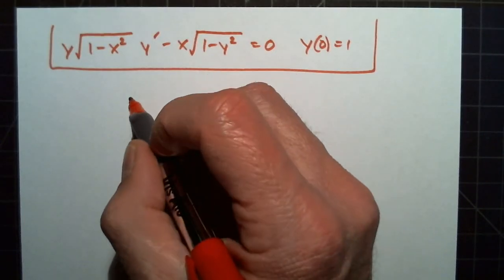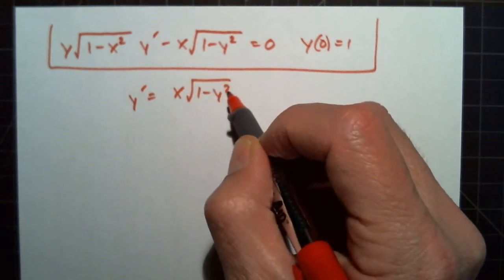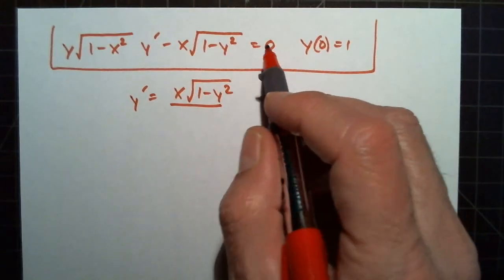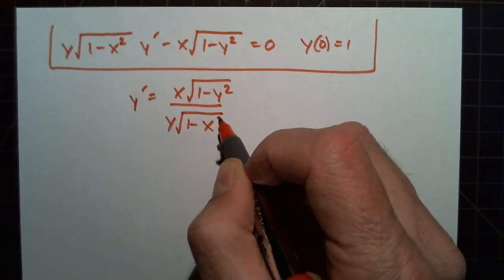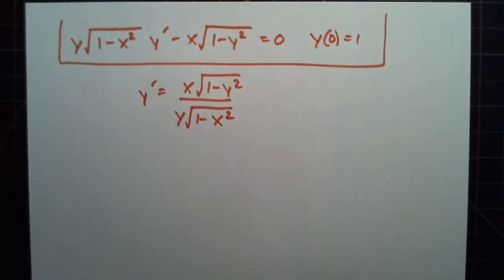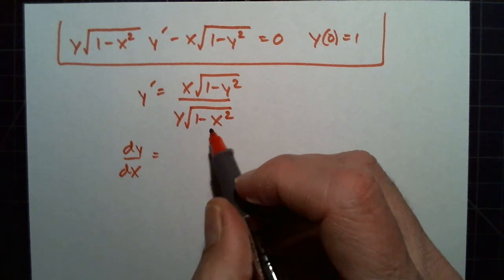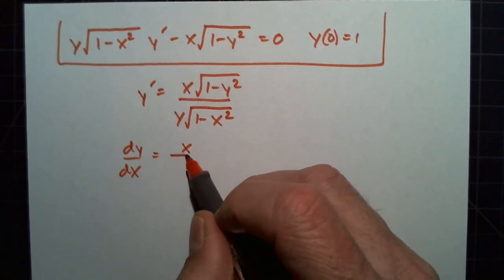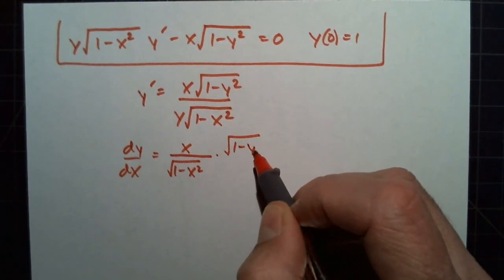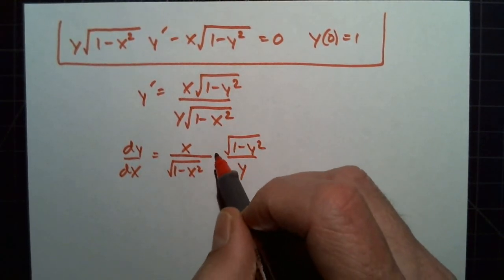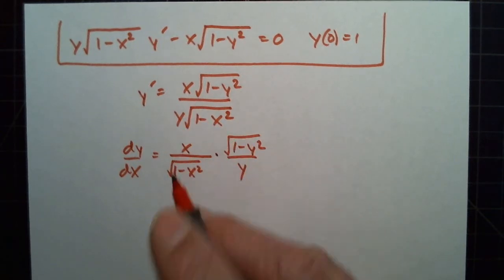So what if we write it as y prime equals x radical 1 minus y squared. I'm going to move that over and then divide by that. Then let's just rearrange this so we have x over radical 1 minus x squared, and then we'll have radical 1 minus y squared over y. Since these are multiplied, we can reverse the order, and now we've grouped the y's and the x's.